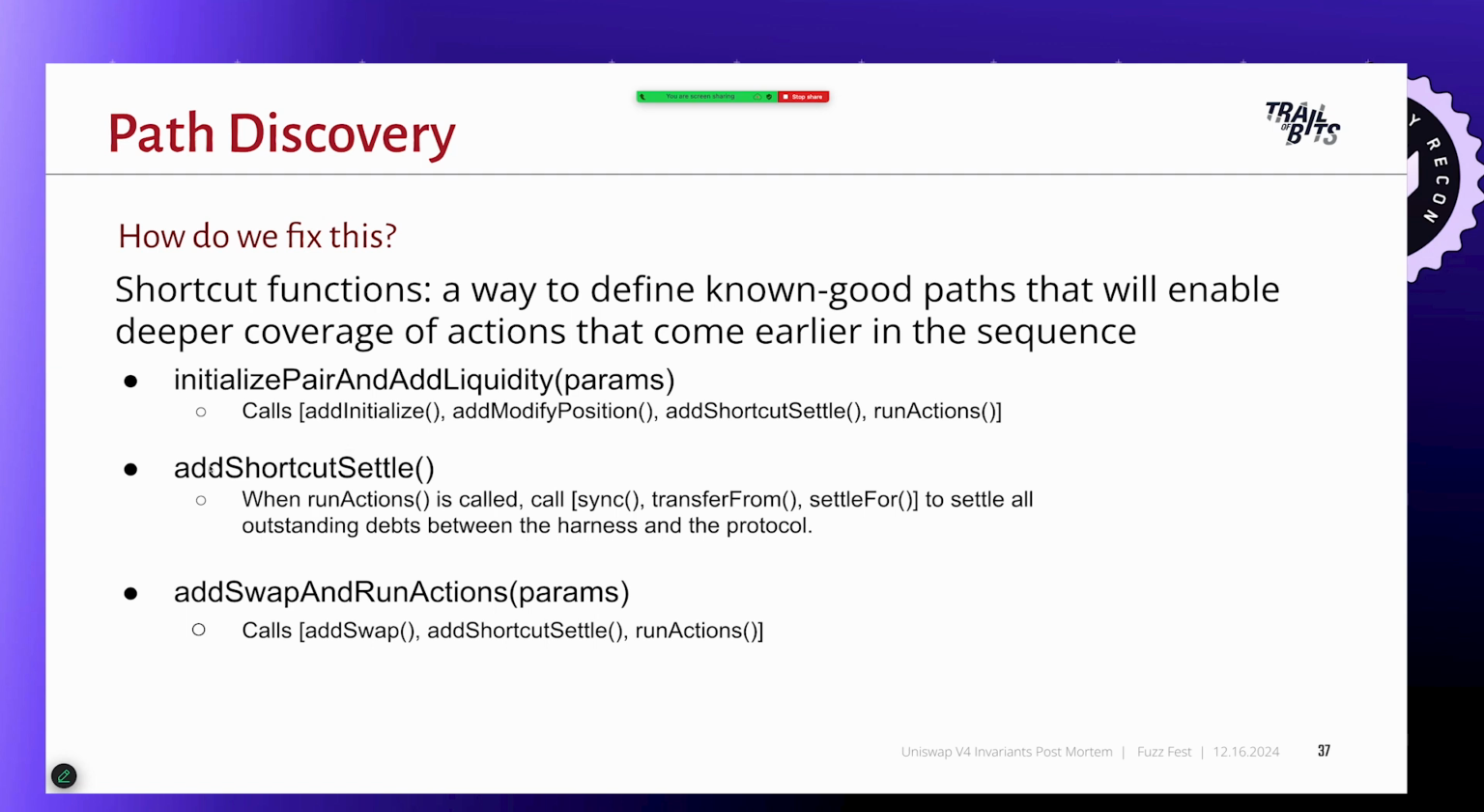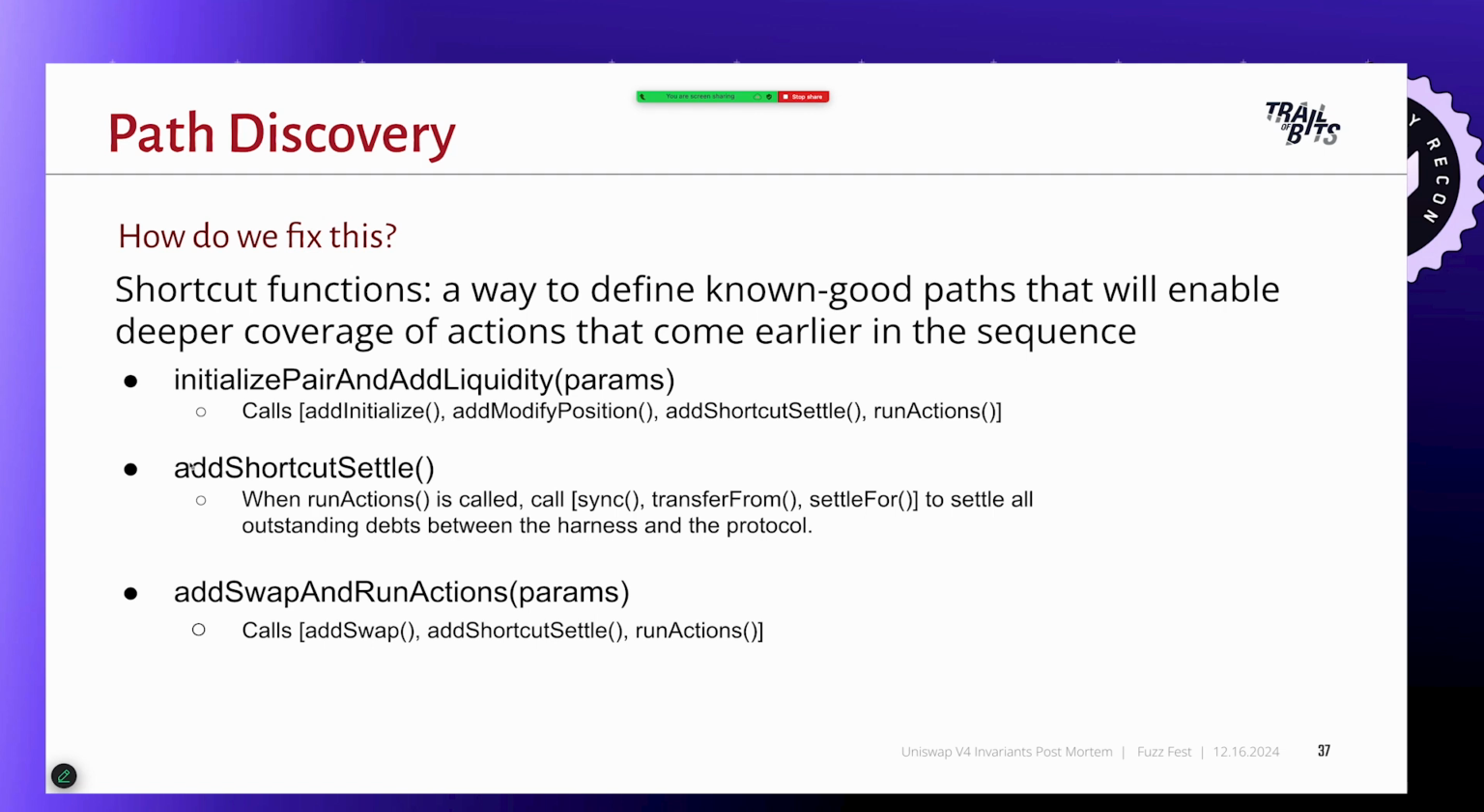The second shortcut function we have here is add shortcut settle. So what this one does is, the unique thing about Uniswap v4, again, is the settlement system. When you do a swap, you don't necessarily have to provide those tokens yet. But you do have to provide the tokens and settle your balances before you're done with your callback. So what add shortcut settle will do is that when it comes up in this sequence, the harness is going to figure out how many tokens the actor owes to Uniswap v4, how many tokens Uniswap v4 owes to the actor, and it's going to do all of the syncing, all of the transfers, all of the settlement calls to be able to settle all those outstanding debts between the harness and the protocol.